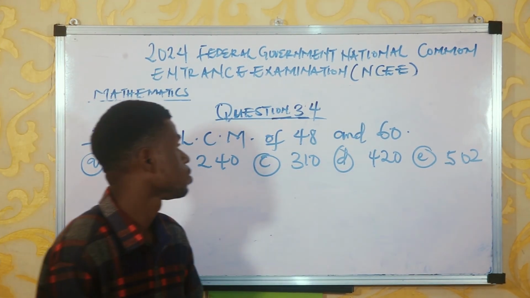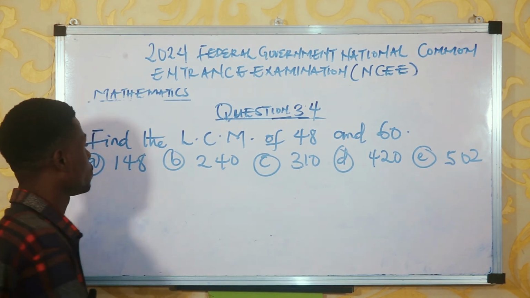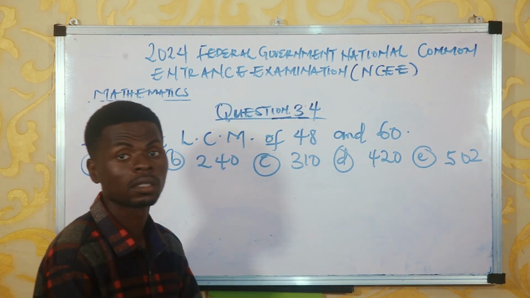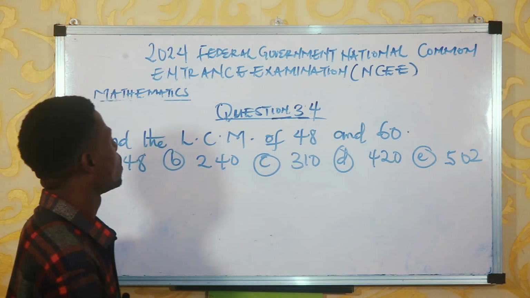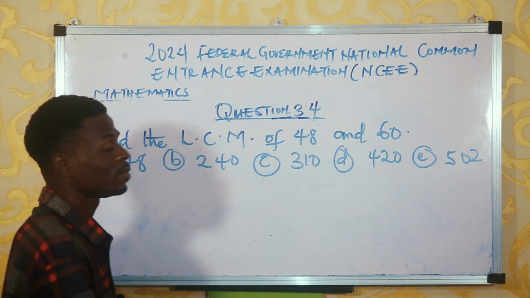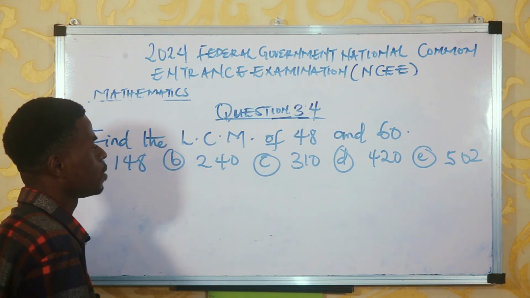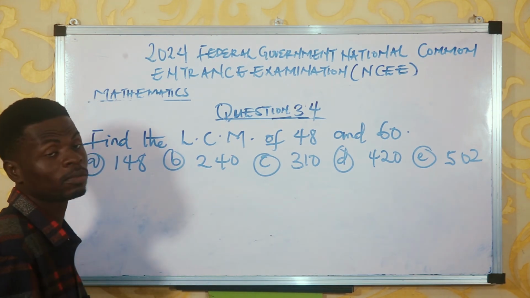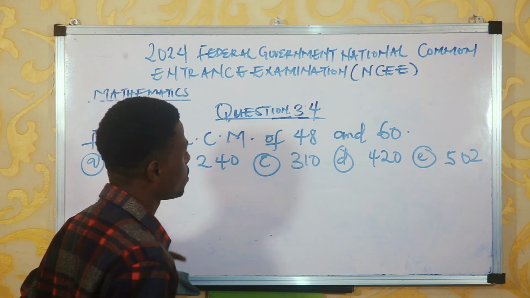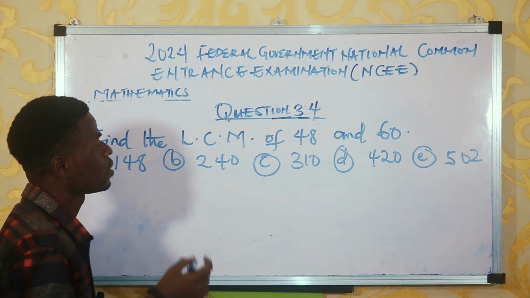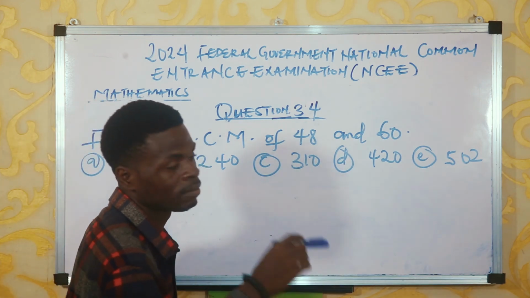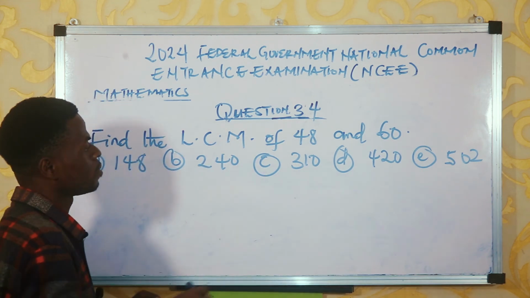Question 34 says: find the LCM of 48 and 60. Do not forget that the full meaning of LCM is lowest common multiple. If you have to find the LCM, you use your prime numbers, starting from 2, 3, 5, 7, 11, and so on.